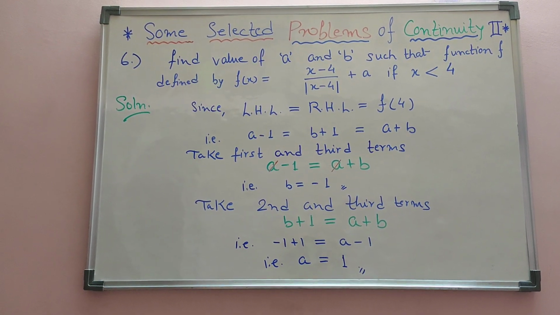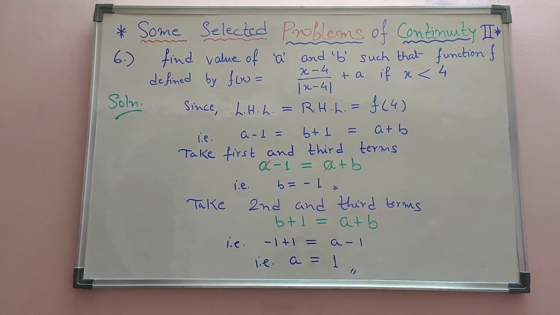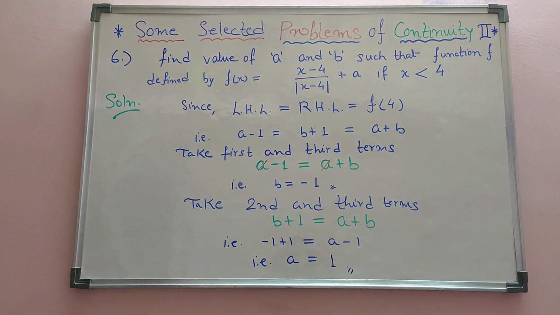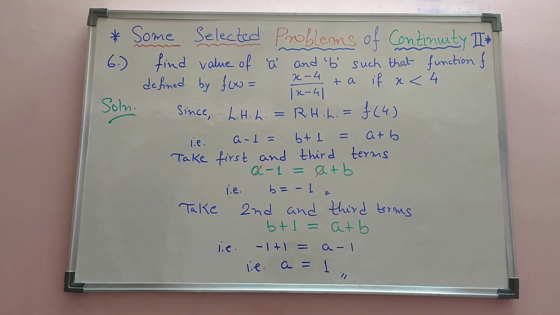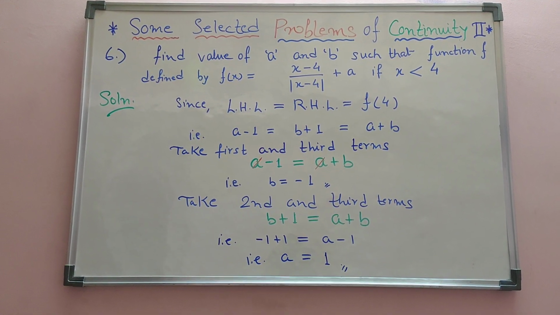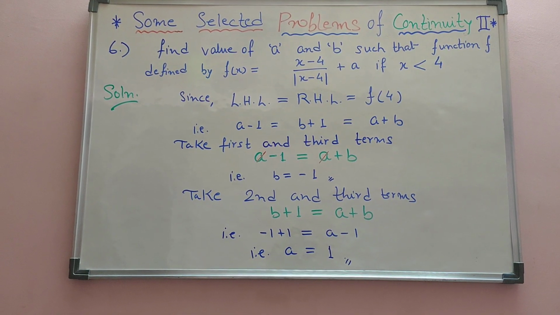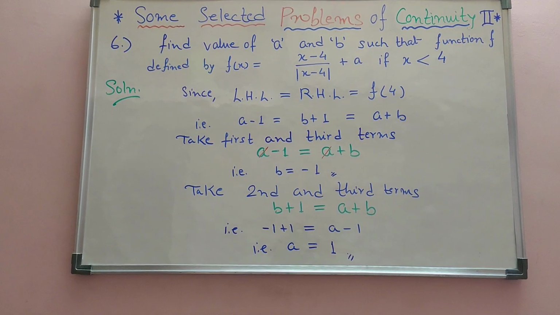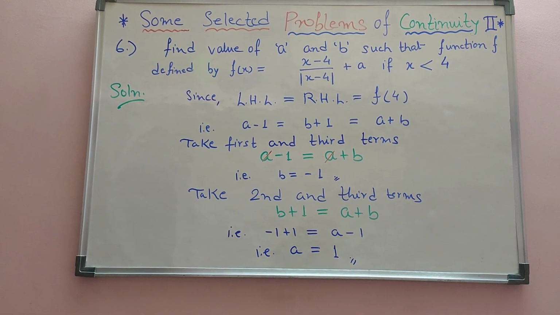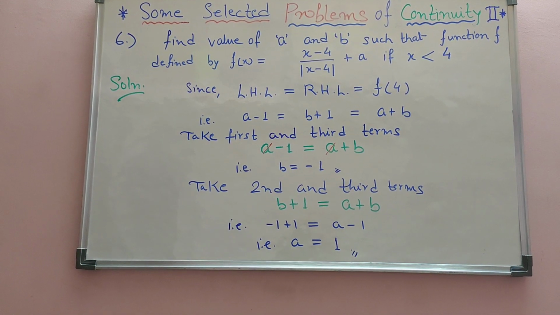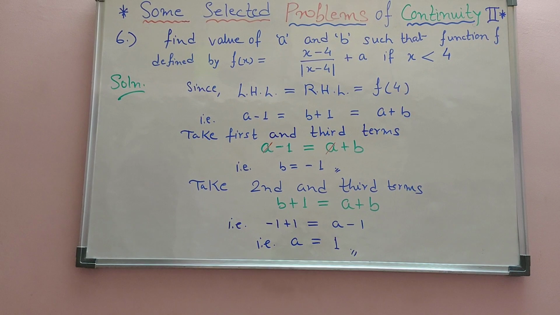Then, as we know, left hand limit equals right hand limit equals f of 4. Substitute the values of left hand limit, right hand limit and f of 4. Left hand limit a minus 1 equals right hand limit b plus 1 equals a plus b. From the first and third terms, we get a minus 1 equal to a plus b. A on both sides will be cancelled out. So the value of b is minus 1.